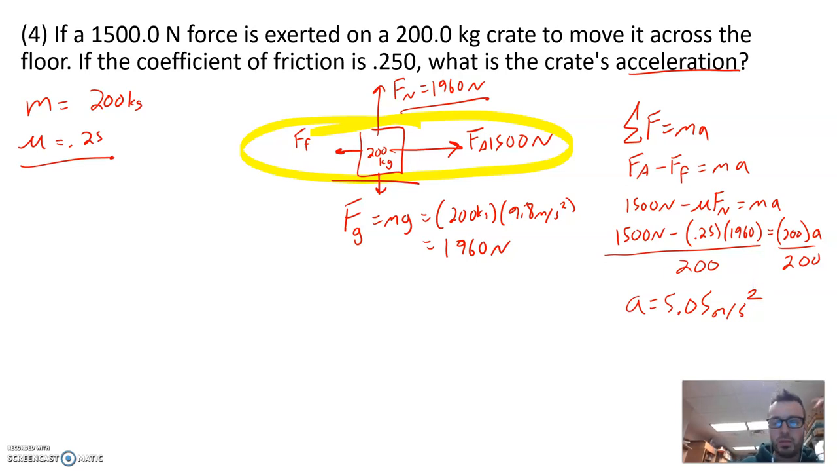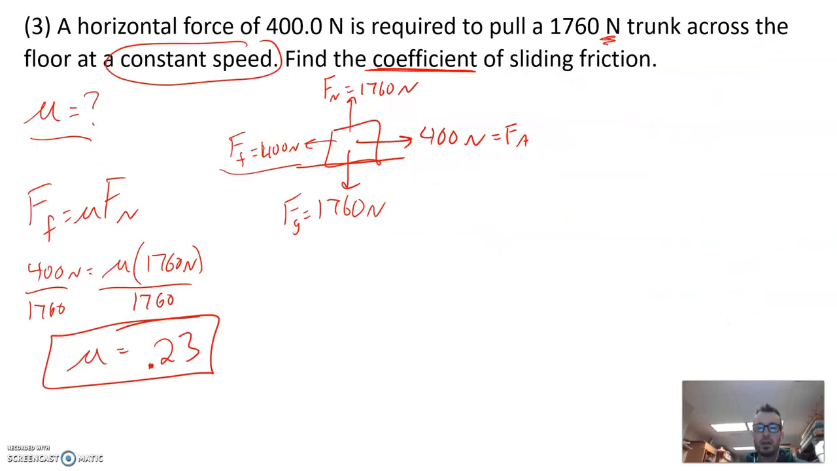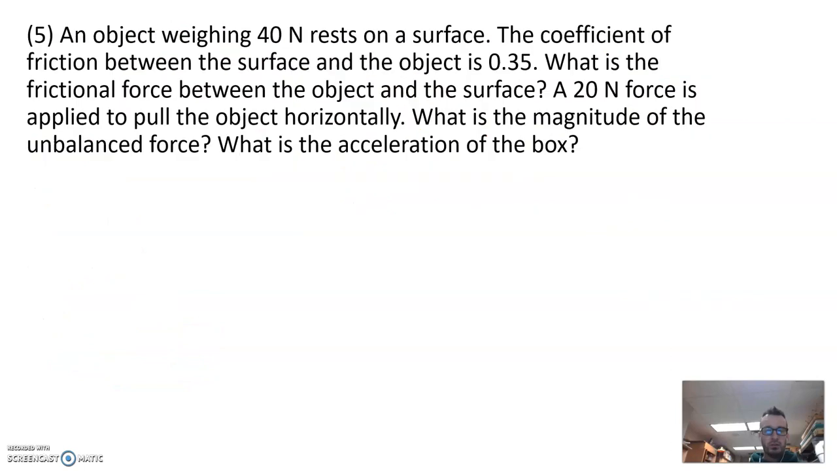So don't miss the big idea for this one. Anytime you see the word accelerating, you're going to have to jump to using sigma F. In the last three examples, if you see the words constant speed or at rest, you can set the forces equal to each other. But if you're accelerating, you can't do that.